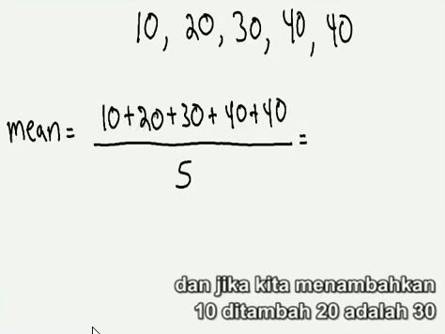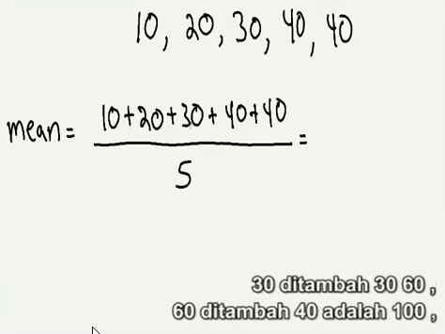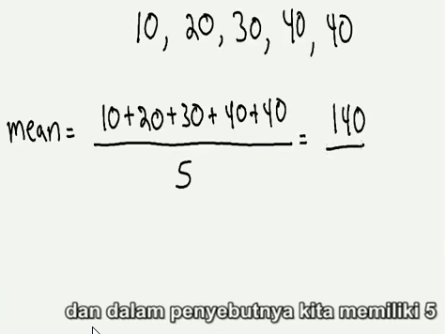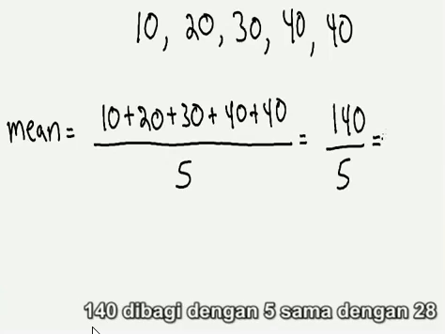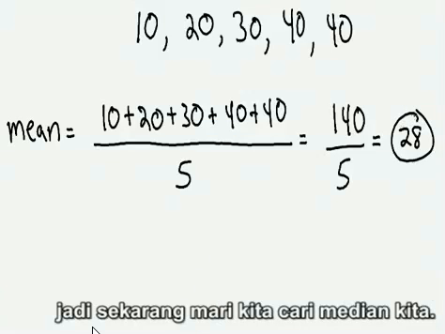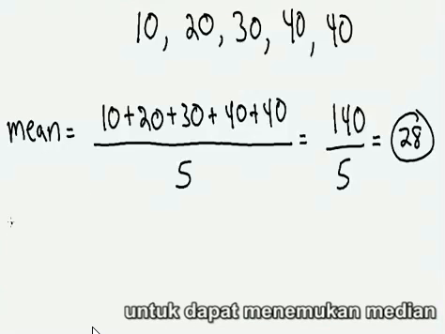And if we add, 10 plus 20 is 30, 30 plus 30 is 60, 60 plus 40 is 100, 100 plus 40 is 140. So in our numerator, we have 140, and in our denominator, we have 5. 140 divided by 5 is equal to 28. So our average, or our mean, of this data set is equal to 28. All right? So now let's find our median.